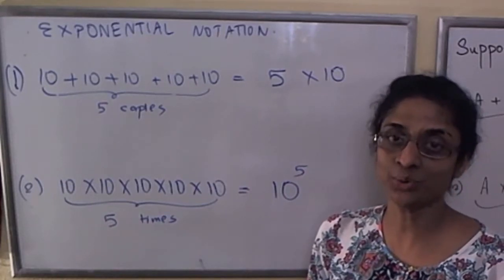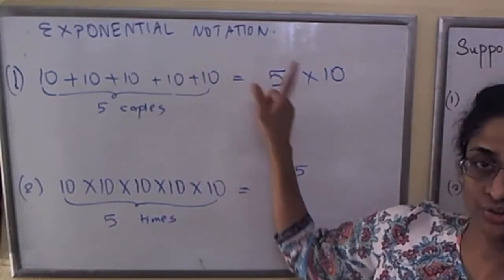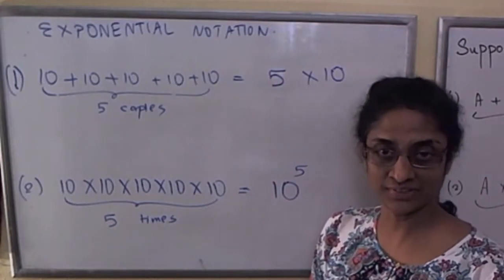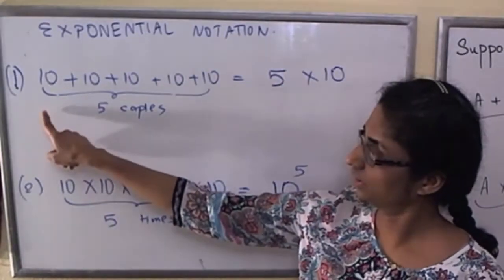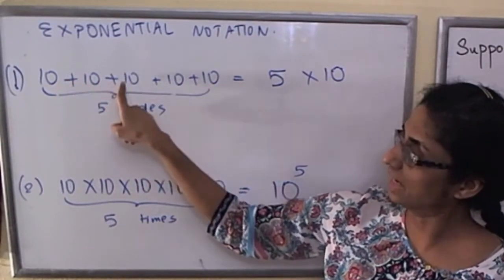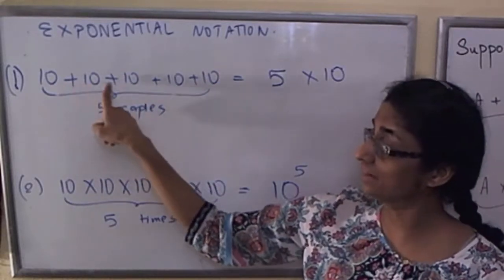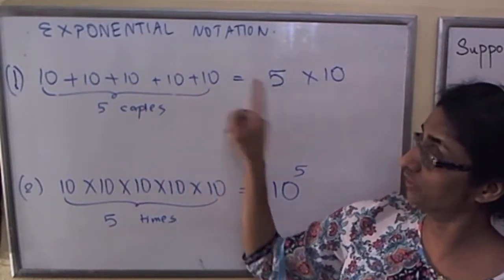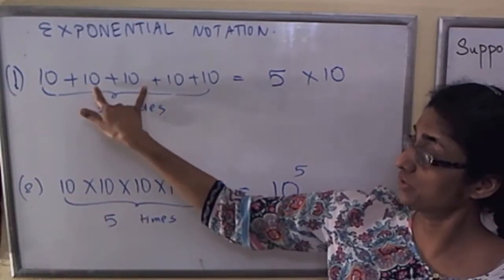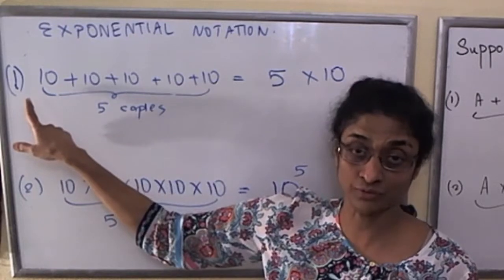Hi, in this video, I would like to introduce you to exponential notation. Let's look at a familiar example here. Here I have an arithmetic expression, 10 added to itself. I took 5 copies of 10 and I added them to each other. Now I know you want to say this arithmetic expression evaluates to 50.